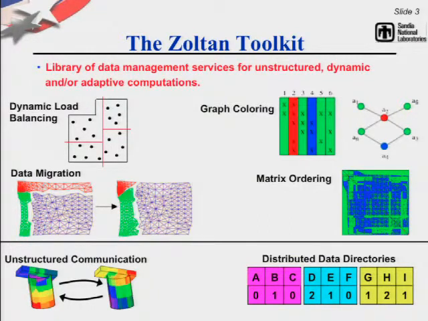Partitioning of data, load balancing is probably the main capability in Zoltan. But over the years, we have also added other things like graph coloring, matrix ordering, and also data migration. When you do parallel computing, you must move data between processors. This is, of course, related to the load balancing problem. There are several other things at the bottom of the screen that I'm not going to talk about because they tend to be more internal features.